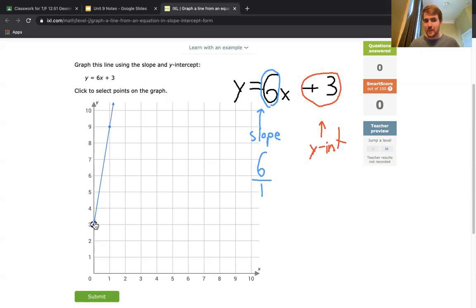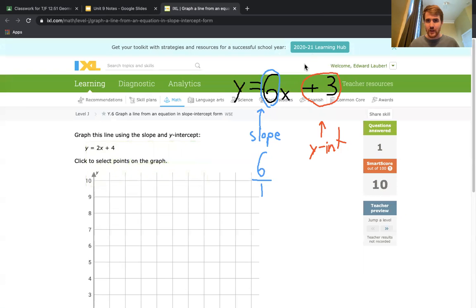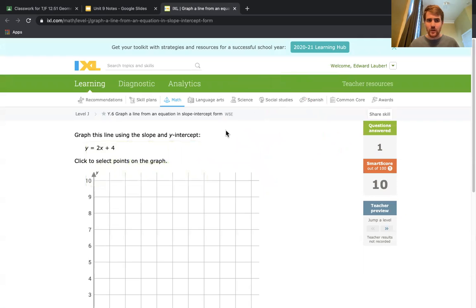If you were doing this on a piece of paper, of course, you would actually mark these points and then use a ruler to draw a line connecting them. But for now, this is all we need to do. Submit. Perfect. Let's try a few more.